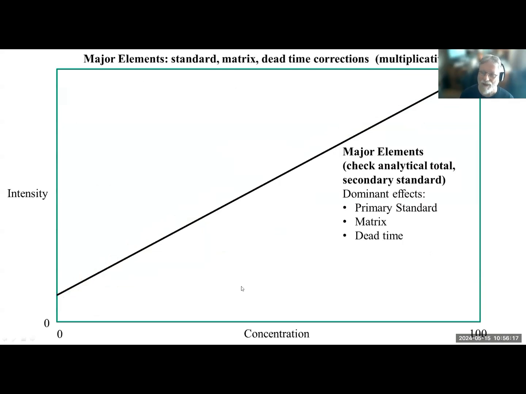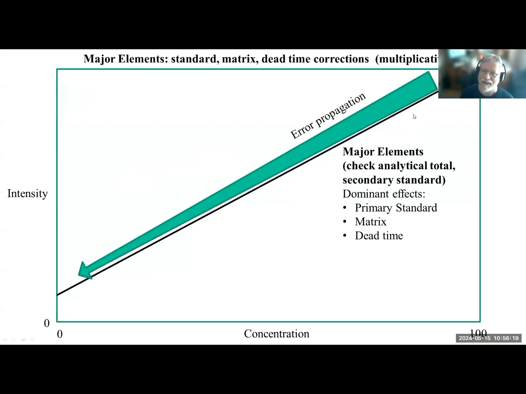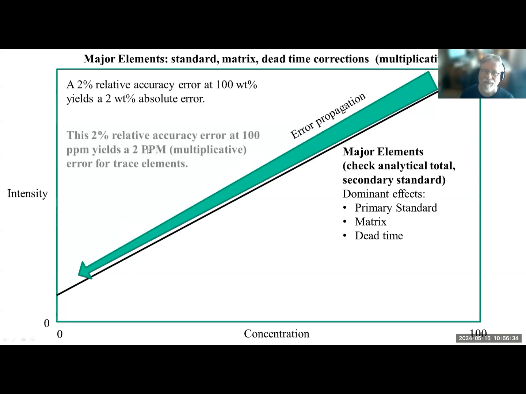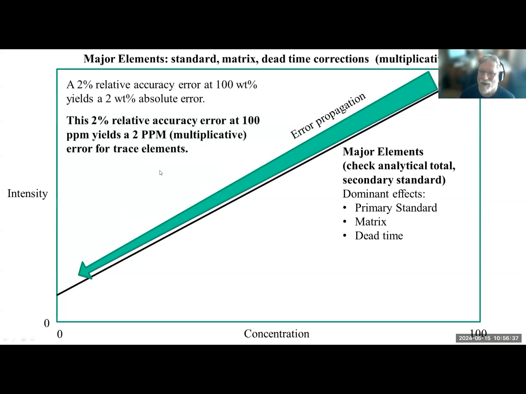Now I'll show you what I mean. So here's a major element. The error propagation is multiplicative, so as we go to a lower concentration, the absolute effect of that error decreases. Okay, so a 2% relative accuracy error at 100 weight percent yields a 2 weight percent absolute error at 100%, but at 100 ppm, it's still a 2% relative accuracy error for the matrix effects, or whatever it is, the standard being wrong, and that's only 2 ppm because it's a multiplicative effect. So it becomes essentially a non-entity at very small concentrations. It's not important for trace elements.